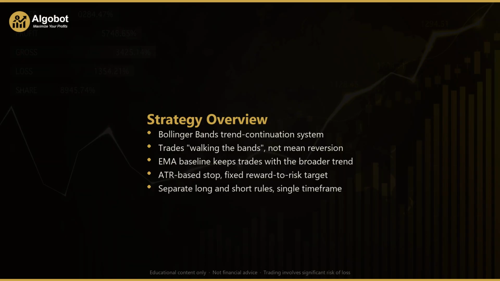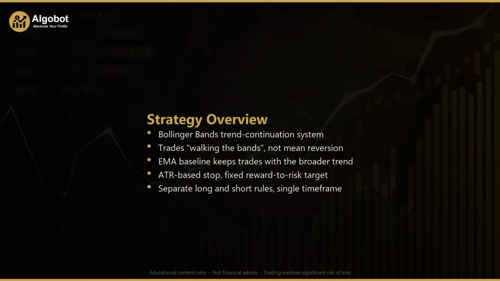So what exactly does band walk continuation do? At its heart, this is a trend continuation strategy built around three classic indicators working together. The first is the Bollinger Bands, calculated here with a 20-period average and rails set 2 standard deviations above and below that mean. The second is an exponential moving average, using a 50-period baseline, which keeps the strategy aligned with the broader direction. The third is the average true range, or ATR, over 14 bars, which measures how much the market is currently moving so the protective stop can adapt to volatility.